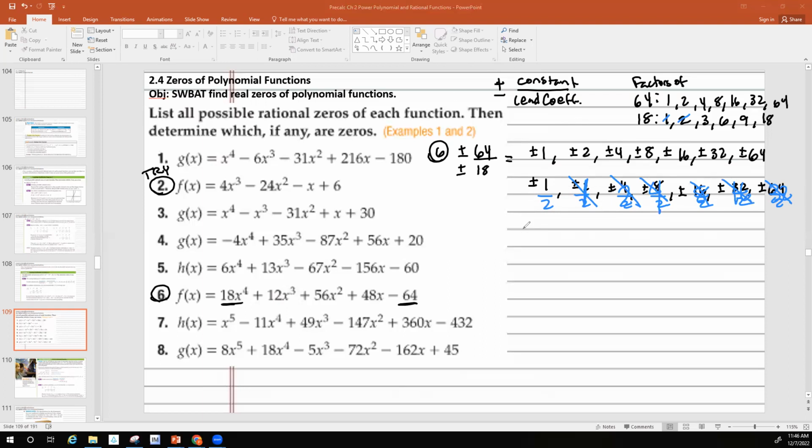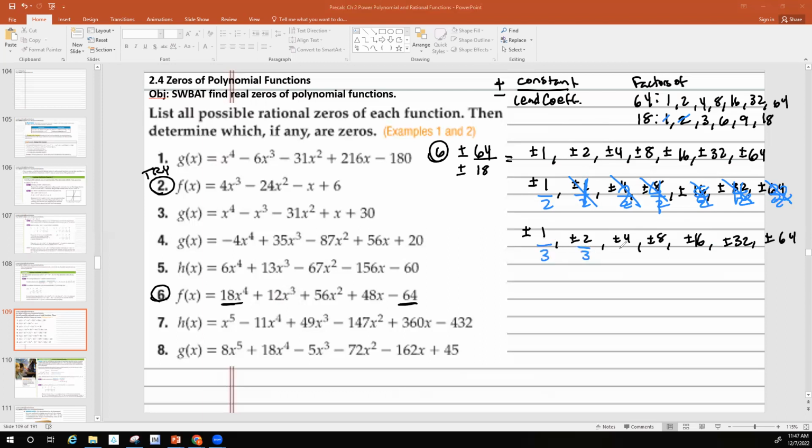I was not lying about a long process. 1, 2, 4, 8, 16, 32, and 64. So the next one we're going to do is 3. So let's put 3 here.